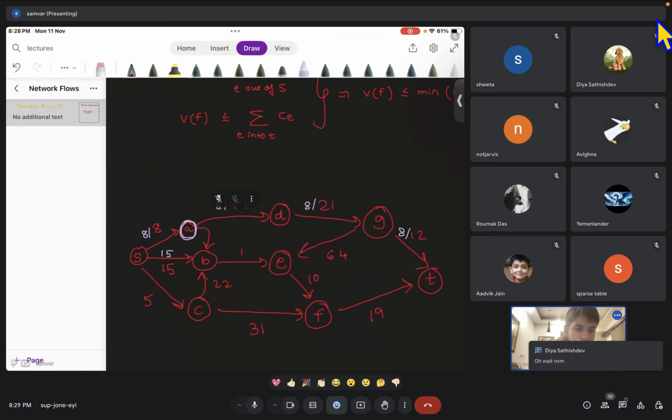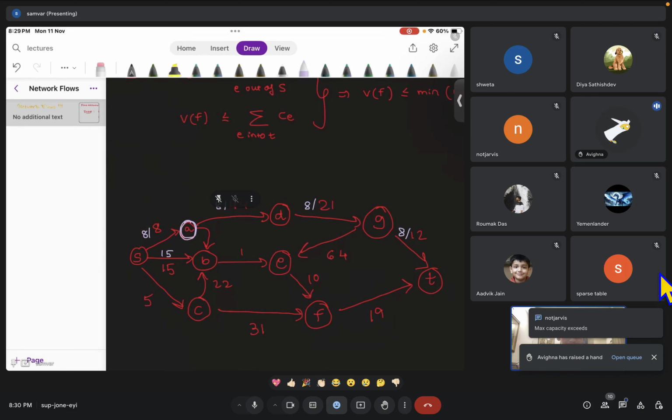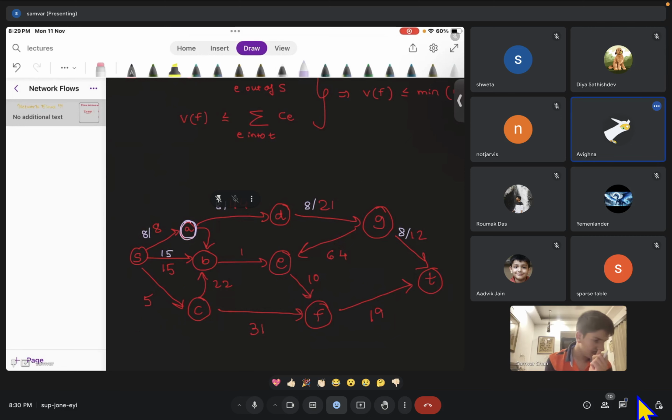Cool, no problem. Yeah, the answer is indeed no. Someone who said no, if they want to justify the reason it's no, you can unmute and answer. Yeah, Avigna, go. I think the reason is because there's no path from the source to the sink with weight 15 on all of the edges. Not quite. What do you mean by that? I didn't get your answer. I mean, there's not a path from the source to the sink such that each edge on the path has a capacity of more than 15.